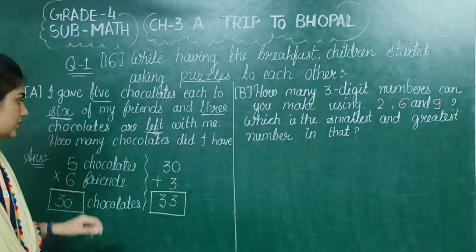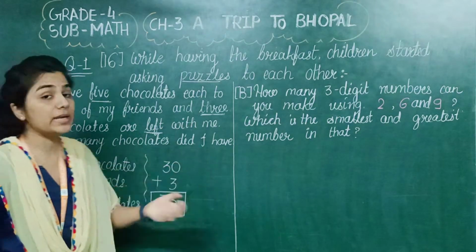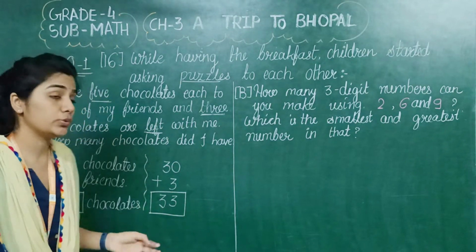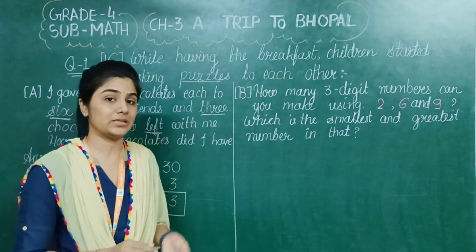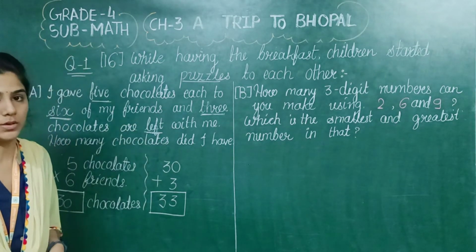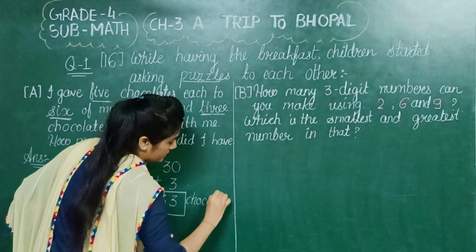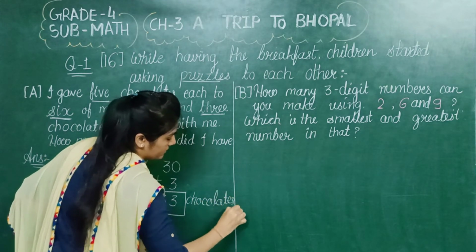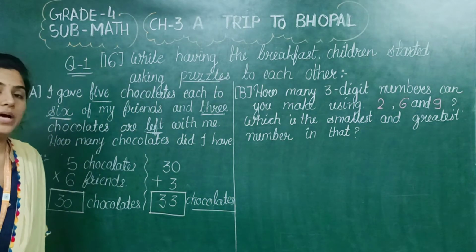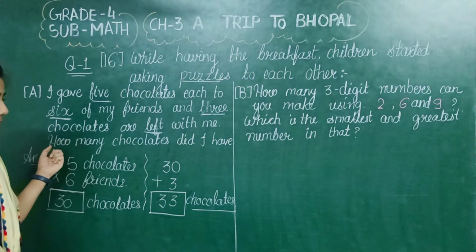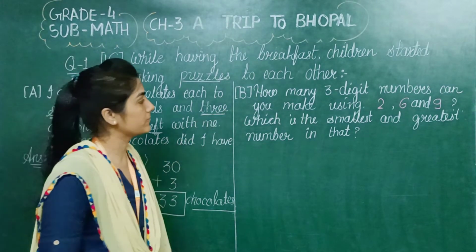See, what is the question? How many chocolates did I have? That means you are having 33 chocolates in total at the beginning. This is your final answer for question A. Now we are moving further to question B.